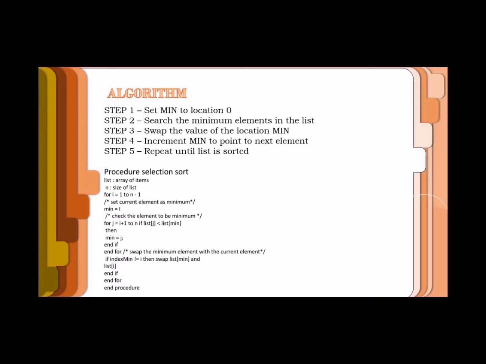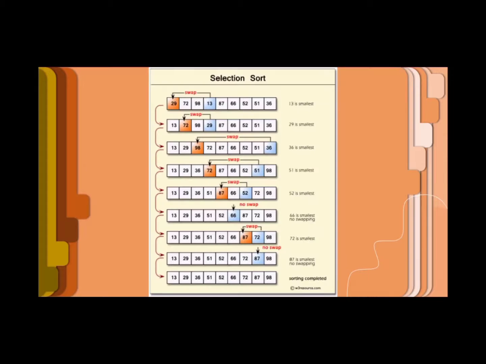Step-by-step algorithm. Step 1, set min to location 0. Step 2, search the minimum element in the list. Step 3, swap the value with the value at location min. Step 4, increment min to point to the next element. Repeat until the list is sorted.